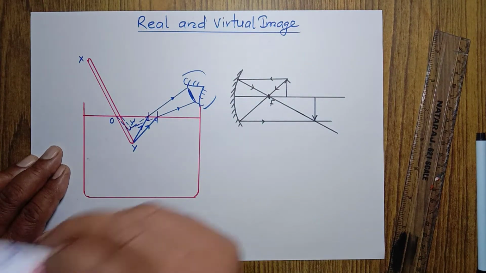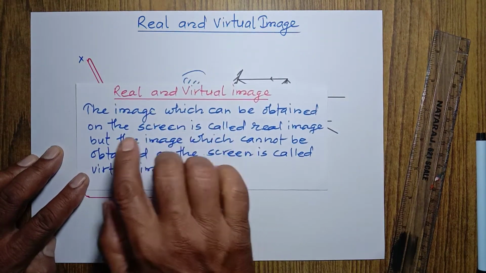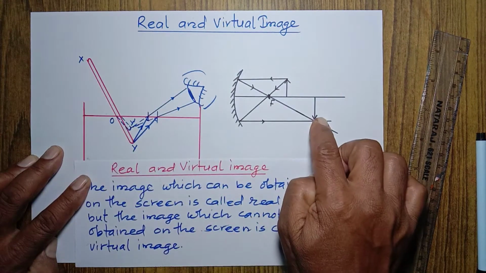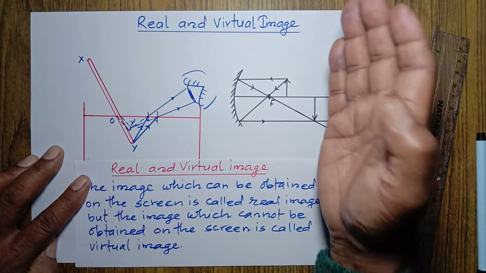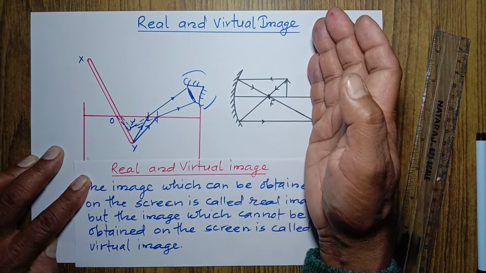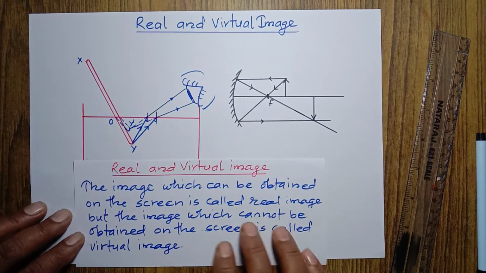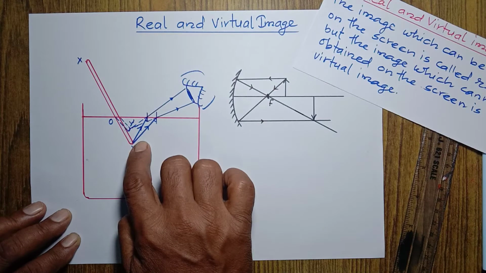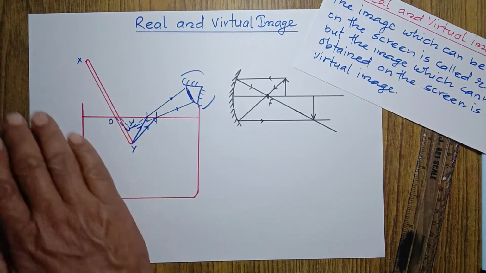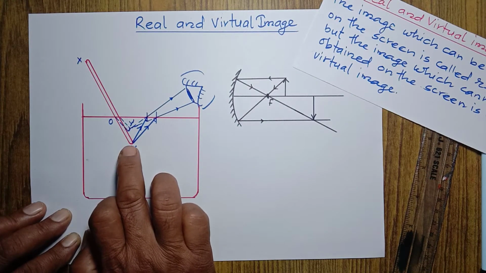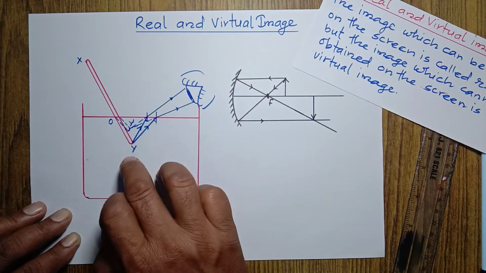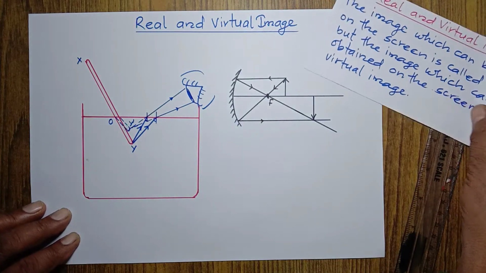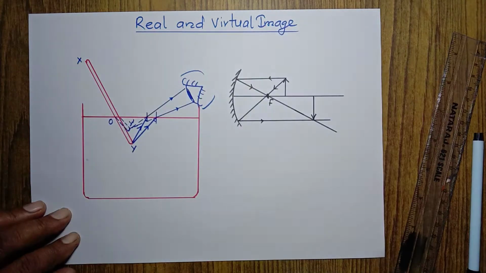Now, what is a real image? Very simple definition. Look at this. The image which can be obtained on the screen is called a real image, like this. If we take a screen at this place, we can obtain this image on the screen. And the image which cannot be obtained on the screen is called a virtual image, like this. If we take a screen at this place, then we cannot get the image of this Y at this place. This is a virtual image. This way we can define real and virtual image.